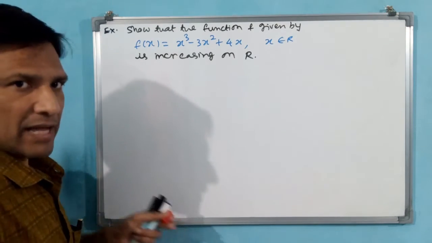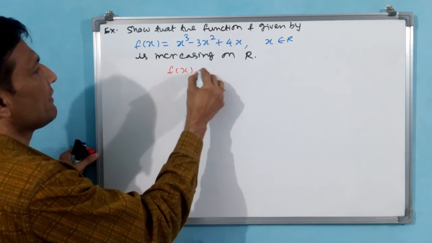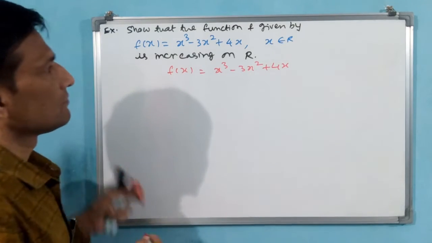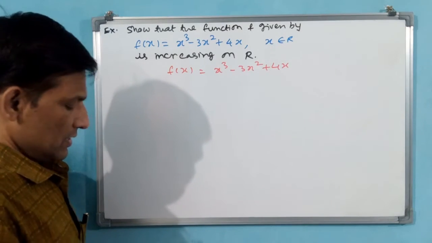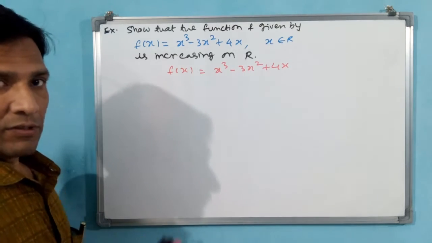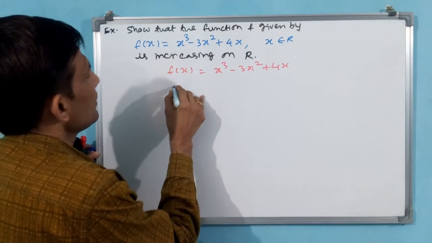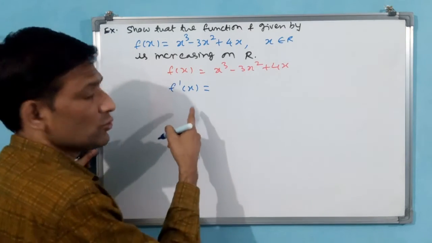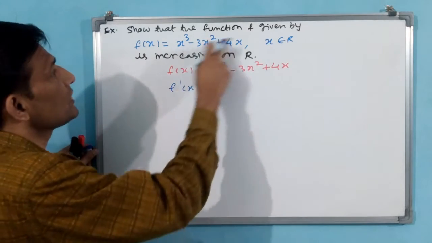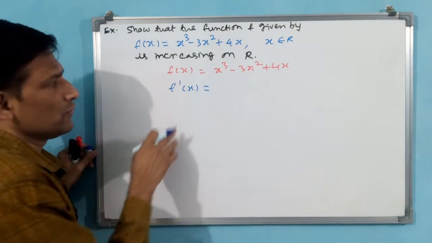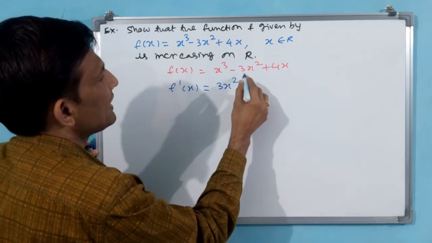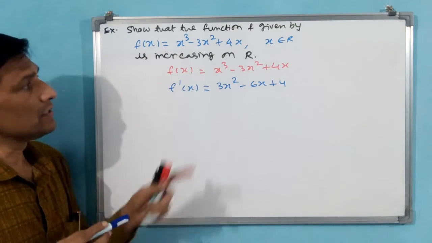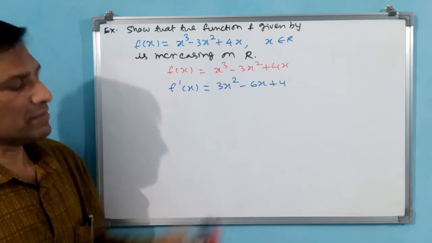Once again I am writing f of x. You see, f of x is equal to x cube minus 3x square plus 4x. See what I am doing? We are doing the derivative, f dash x. Why? Because in the second process, the derivative should be greater than 0. Then we can show that this is increasing only. He asked us to show. f dash x is equal to 3x square minus 6x plus 4 will come. Is it okay? First you see the derivative, 3x square minus 6x plus 4.